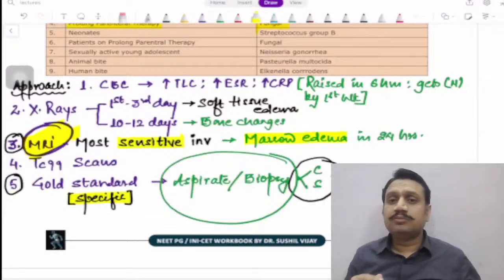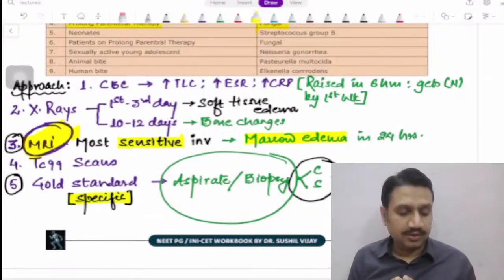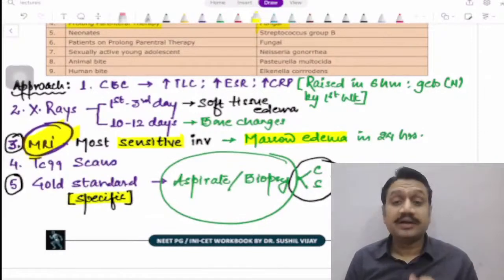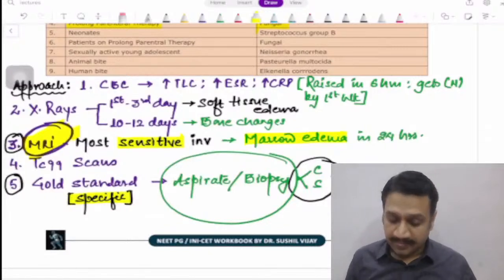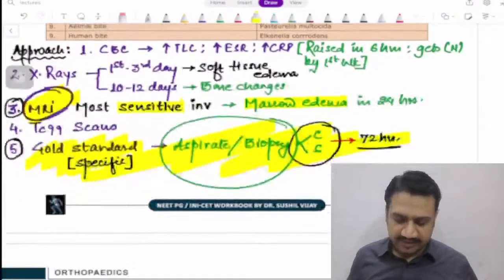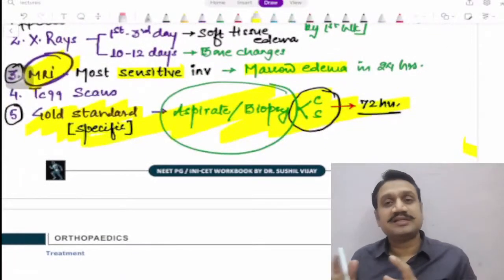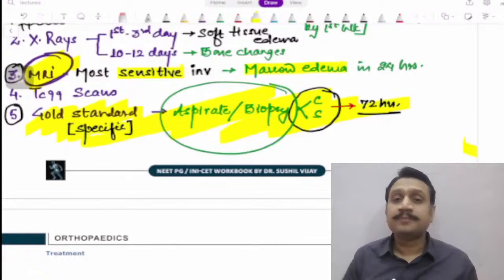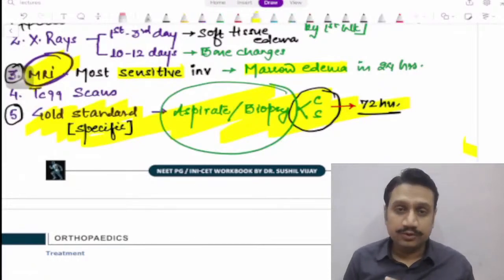When you talk about the most specific investigation, the gold standard, it is your aspiration or the biopsy, which you have to send for culture and sensitivity, right? So this can be the specific question or the sensitive based question. Whatever is there, you have to answer in a proper manner.